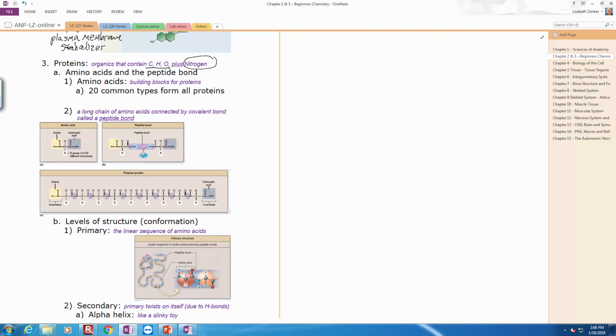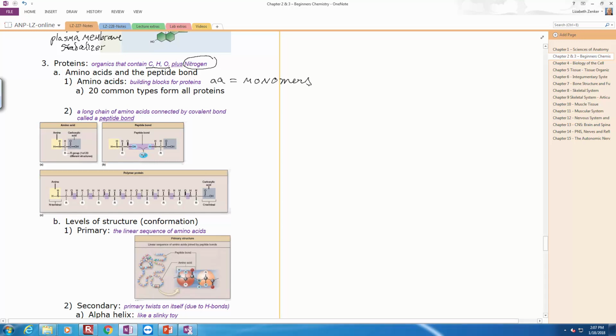Amino acids are the building blocks for proteins. So I abbreviate amino acid as little a. Those are the monomers for proteins. There are 20 common types or forms that make up all of your proteins. So, for example, we have 26 letters in the alphabet, right? And the way we rearrange those letters depends on the word and thus the meaning of the word.